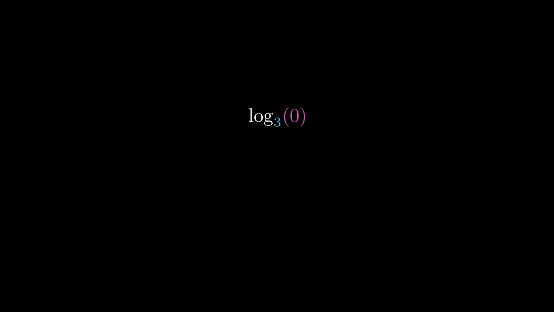Let's consider log where our argument is 0. Is there ever a case where we can multiply 3 a certain number of times to get to 0? Because this is what log means. The only case where this would make sense is if the base were 0, because 0 times 0 is 0.